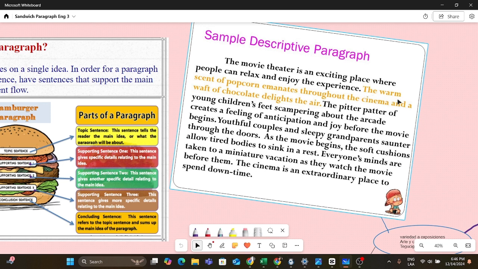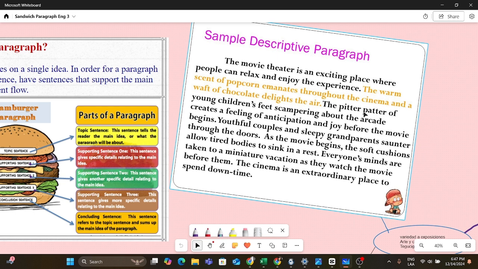So we're going to start with a supportive sentence, which in this case touches our senses, and you're going to notice that this writer touches the senses. Okay, so the warm scent of popcorn emanates throughout the cinema, and a waft of chocolate delights the air. So this is just to make us feel we are in the cinema, and the smell of chocolate and the smell of popcorn, okay, delights the air. So now you can feel the flavors. You can smell the flavors.